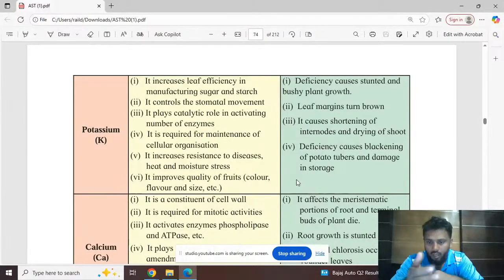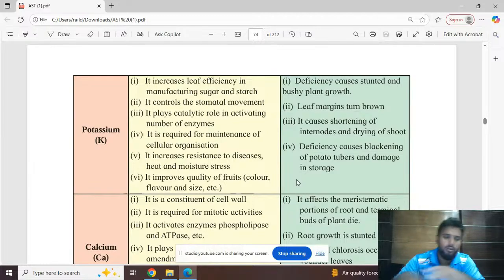Then again, in case of potato tubers, there is blackening. Blackening means what? If you cut the potatoes inside, you are going to see there is a black portion present in the potato tubers. Okay, so these are the different deficiency symptoms of potassium.